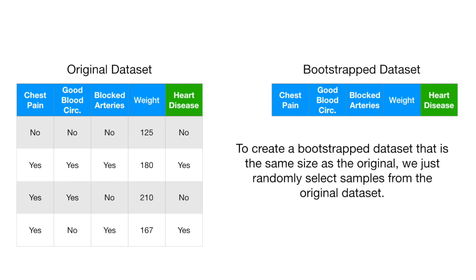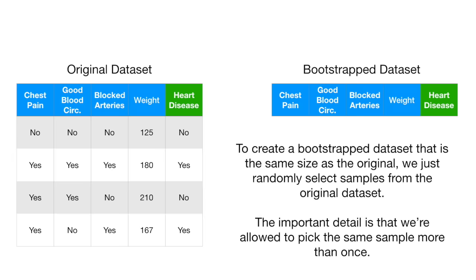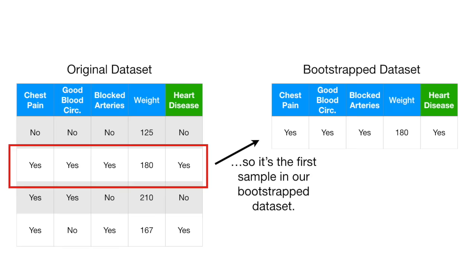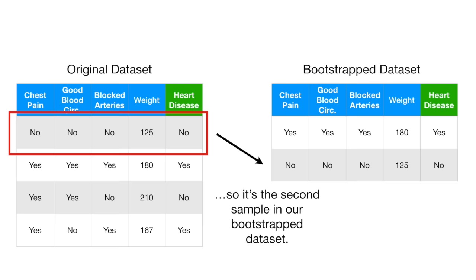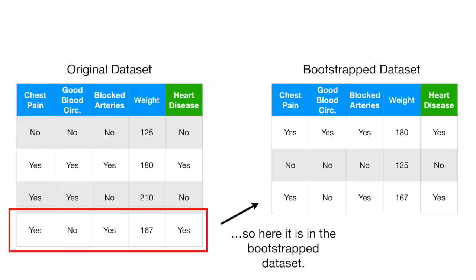To create a bootstrap dataset that is the same size as the original, we just randomly select samples from the original dataset. The important detail is that we're allowed to pick the same sample more than once. This is the first sample that we randomly select, so it's the first sample in our bootstrapped dataset. This is the second randomly selected sample from the original dataset, so it's the second sample in our bootstrapped dataset. Here's the third randomly selected sample, so here it is in the bootstrapped dataset.